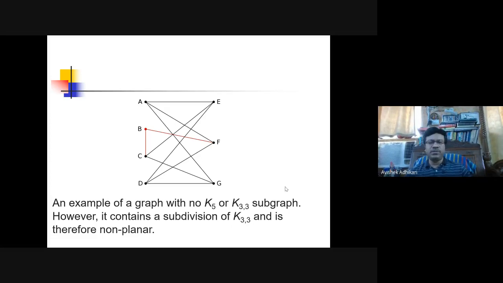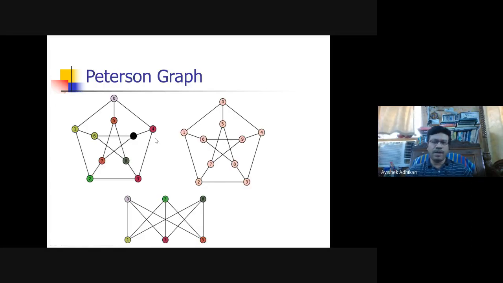For example, this graph is not really K33, but you can see that it is a subdivision of K33. With these two edges, if you remove this vertex B, then suddenly this will join with F, and that is nothing but K33. So this graph does not contain K33 directly, but it has a subdivision of K33. That's why this graph is also not planar.